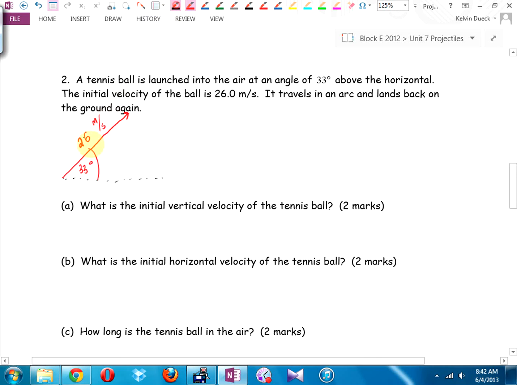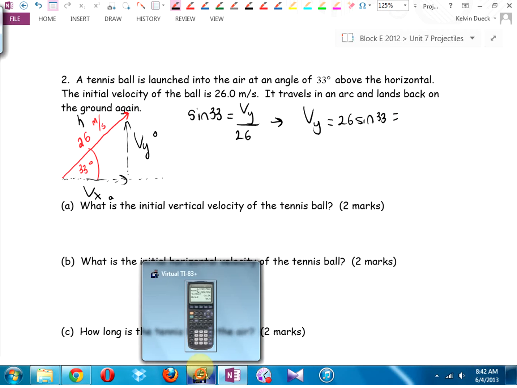As soon as you give me angles, first thing I'm going to say is, you know what? I'm going to break this up into a horizontal and a vertical component, where this is opposite, hypotenuse, and adjacent, where sine 33 equals Vy over 26. Vy, we said, was sine, and we asked if there was some easy way to remember that Vy was sine, and I think I said to you, I got nothing.